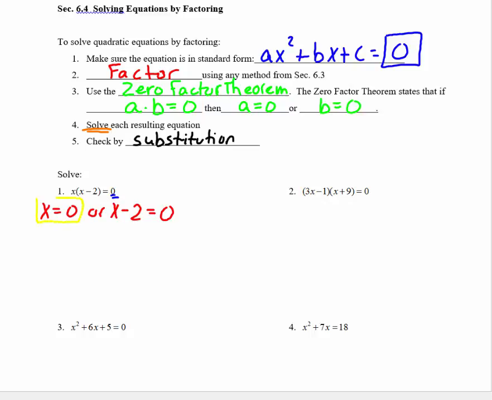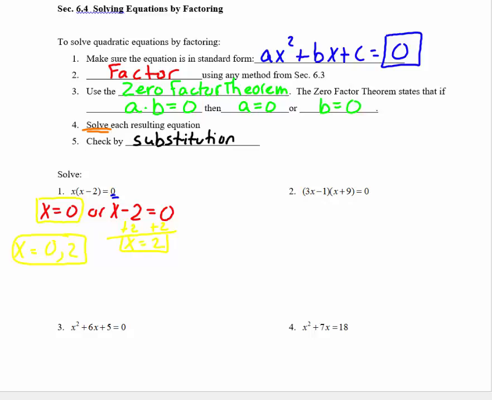Well, x equaling 0 is already solved. And on the second one, we'll need to add over the 2, so x would equal 2. So I do have two answers, x equaling 0 and x equaling 2. You can leave them separated or you could put them together. Just make sure you separate with a comma. Don't put parentheses because it's not an ordered pair. They're just two separate x values that work.